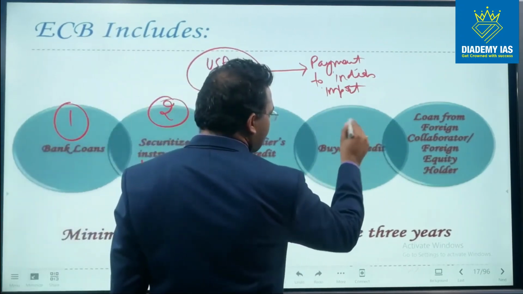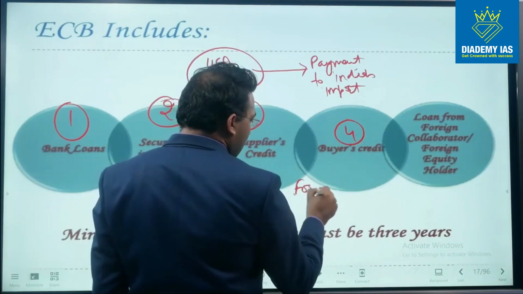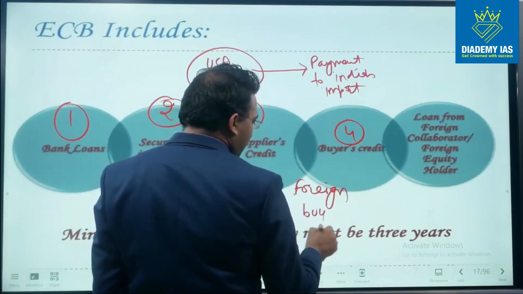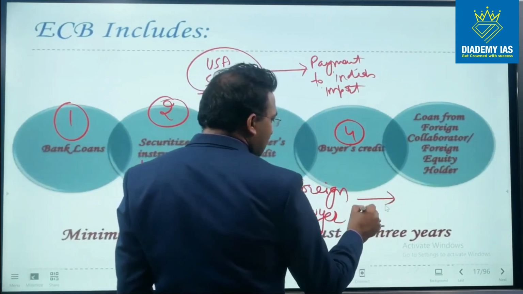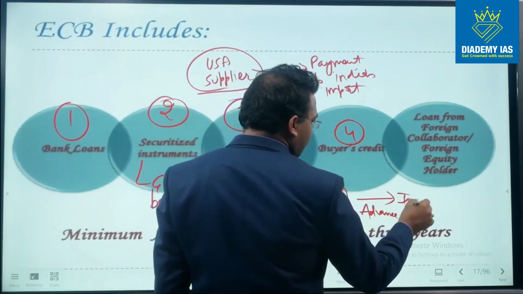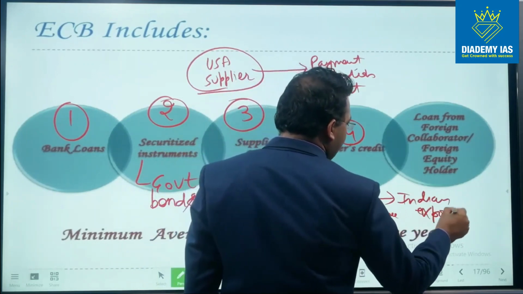Buyer's credit, that means any foreign buyer, for example a buyer from the USA, gives an advance to the Indian exporter for 2 years, 3 years, right?